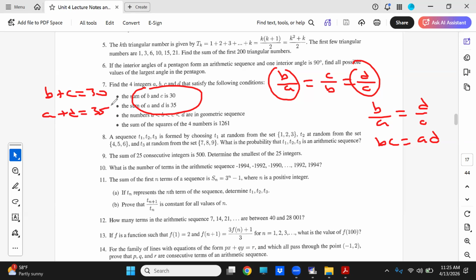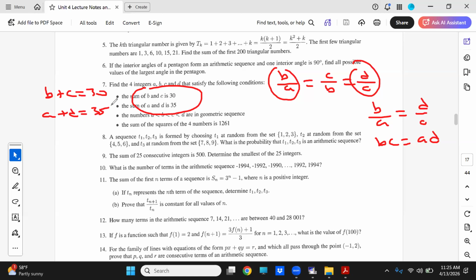Still, I'm not out of the woods yet. A less than B less than C less than D. Yeah, but they could just be like that. There could be numbers in between. Oh, I see what you're saying. It could be an A, another term, then B. Oh, that is interesting.